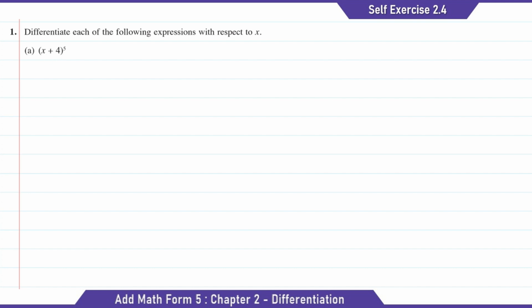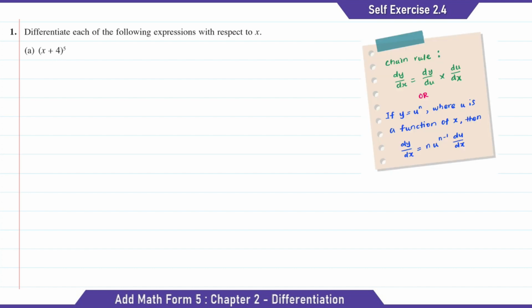As this is difficult to expand, to differentiate this, we can use the chain rule. If y is equal to u to the power of n, where u here is going to be the bracket, then when we differentiate this, bring the power to the front of the brackets, minus the power by 1, followed by differentiating the u, which is the terms in the bracket.